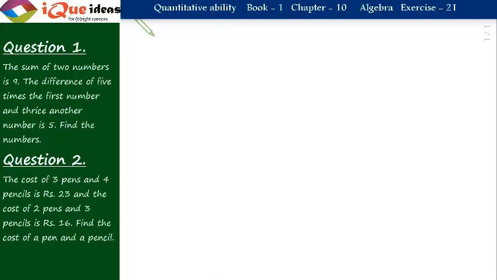Take questions from exercise 21. Question number 1. It says the sum of two numbers is 9. So let's take the numbers as x and y. So x plus y is equal to 9. That's the first equation that we have.